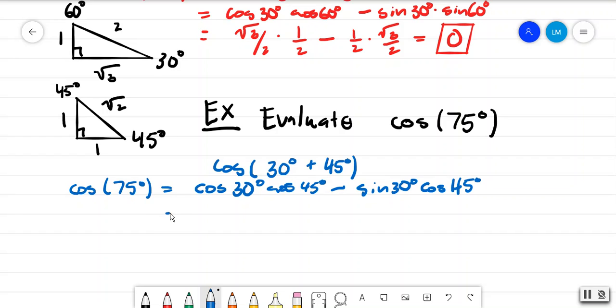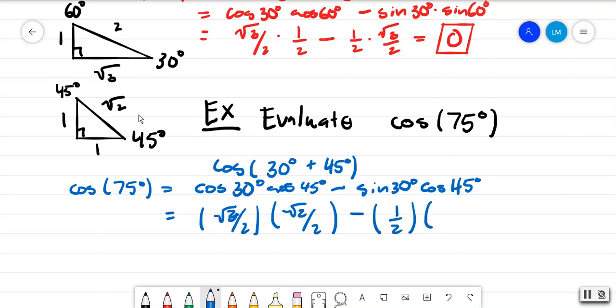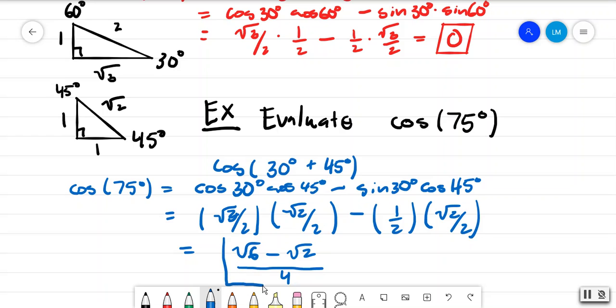Now, using our triangles right here, we can just substitute respectively. The first one is root 3 over 2. The second one is root 2 over 2. Then sine of 30 is just 1/2, and sine of 45 is just 1 over root 2, but that's the same as root 2 over 2. You do this so many times that you already know the rationalization of 1 over root 2 is root 2 over 2. So you have root 6 minus root 2, all divided by 4. And that's it.